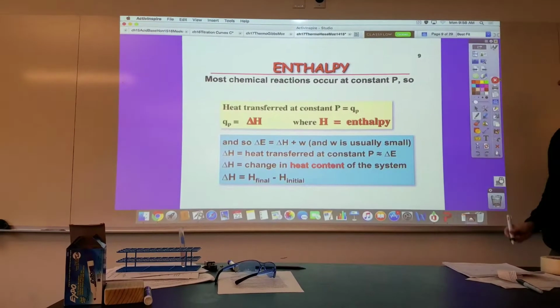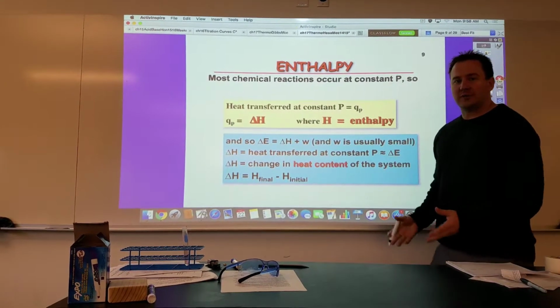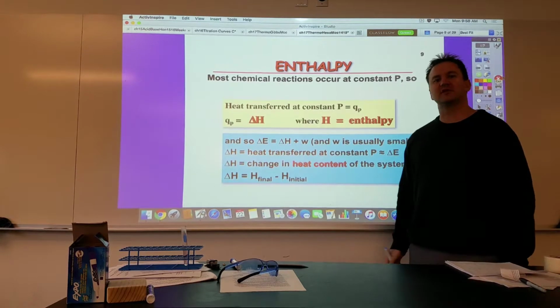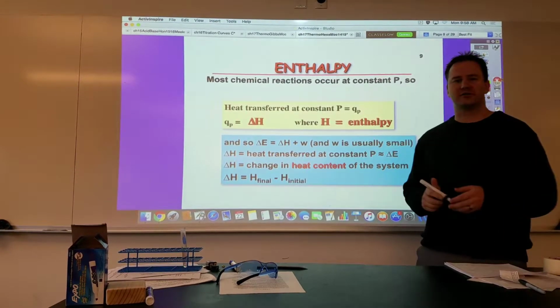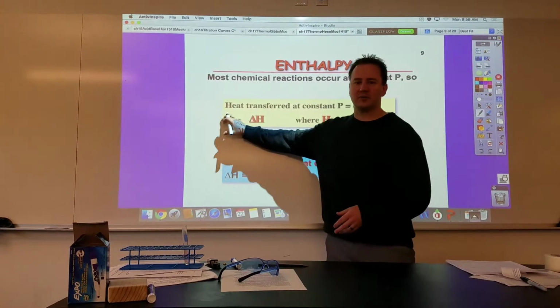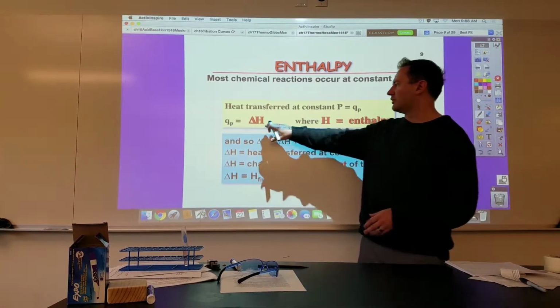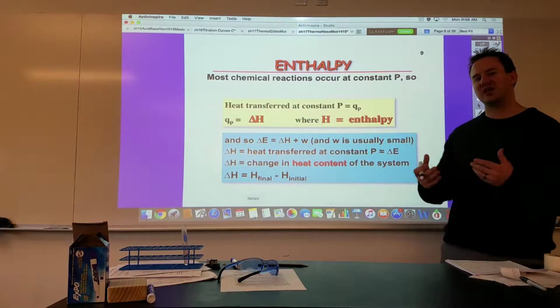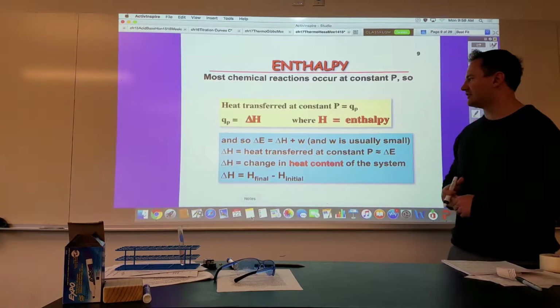So we've been using Q to describe heat change when we're talking about calorimetry. Q equals Cm delta T. That's how we measure how much energy is transferred between objects. For the most part, you can consider that to be equal to something called the enthalpy change. Now, the enthalpy change represents the change in heat content of the system.